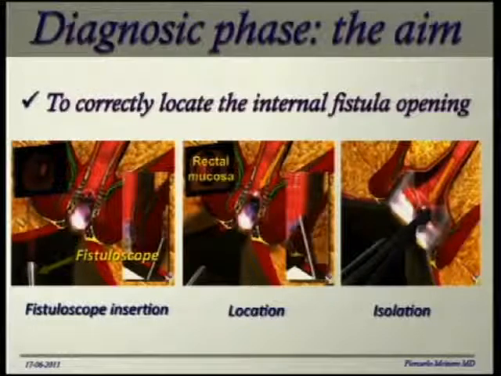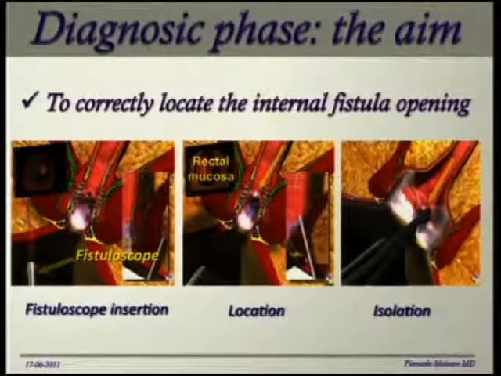The fistula scope usually goes out through the internal opening, but sometimes the internal opening might be very narrow. In that case, its location is found by viewing the fistula scope light behind the rectal mucosa. At this point, we put 2 or 3 stitches on the internal opening in order to isolate it, but not to lose it.